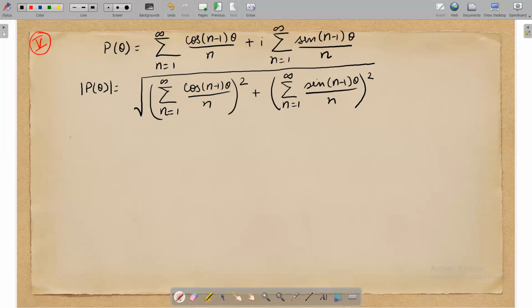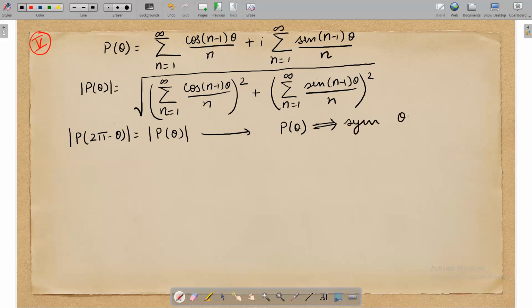What is the observation that we are going to make here? I'm just going to calculate modulus of p (2 pi minus theta). What will happen if you calculate modulus of p (2 pi minus theta)? You will observe that it is going to be similar to modulus of p theta. From here, I can conclude that if p theta is some function of theta, the distance function, then this function is actually symmetric about pi. Then this is symmetric about the line x equals pi or theta equals pi. The function is symmetric about theta equals pi.